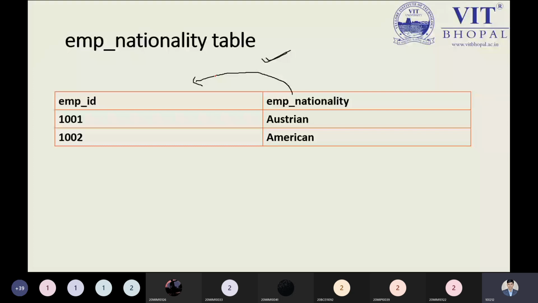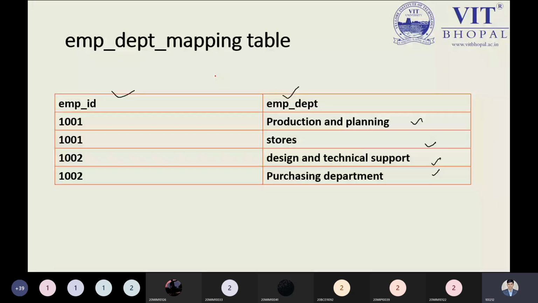You can also make employee nationality a foreign key over here, but there is some chance where duplicacy exists. That's why we have to use the employee department mapping table over here. Simple, this is the reason. So you will map your employee ID and employee department as a different relation. You can observe over here that by using these three relations, you can make the join operation.